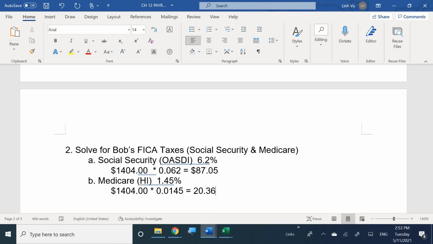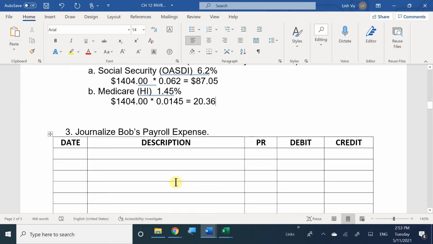$20.36. Okay. Now, you don't need to add these two numbers up because when you journalize it, you can journalize them as two separate entities, OASDI or Social Security or Medicare, whatever type of account you want to use. The other name for Social Security is OASDI, which stands for Old Age Survivors and Disability Insurance, while HI stands for Hospital Insurance. So whatever your company account uses is whatever you're subject to use.